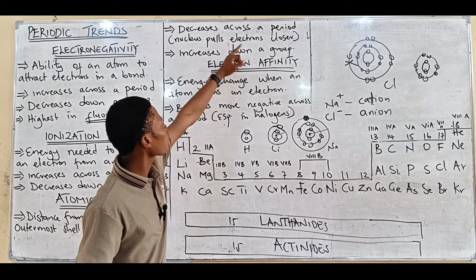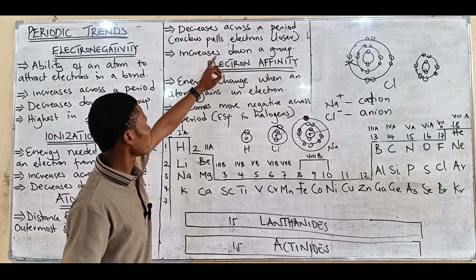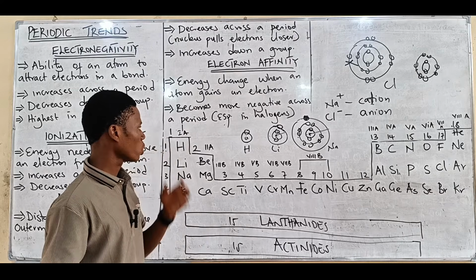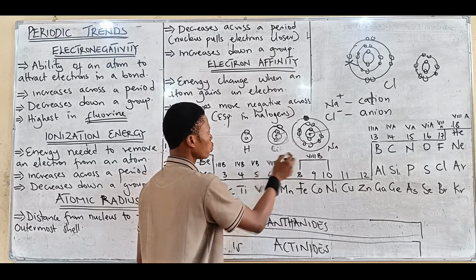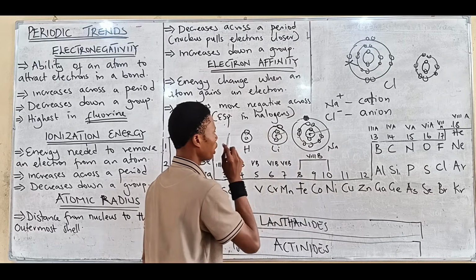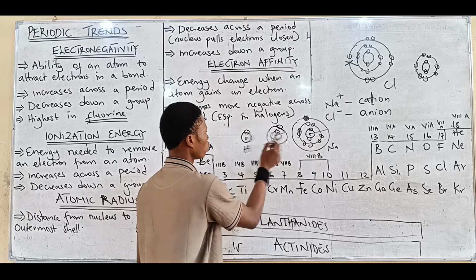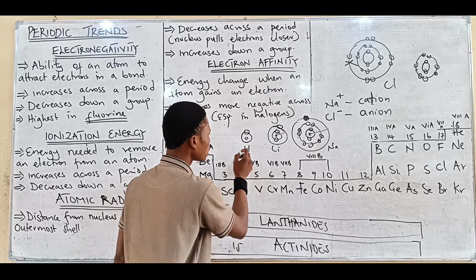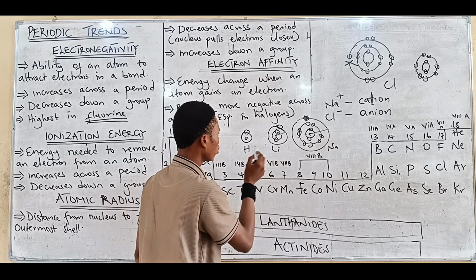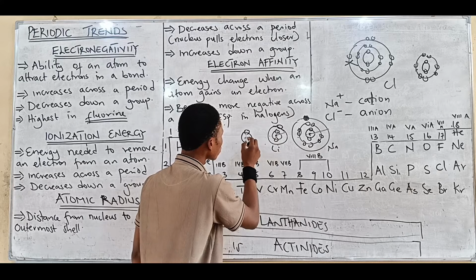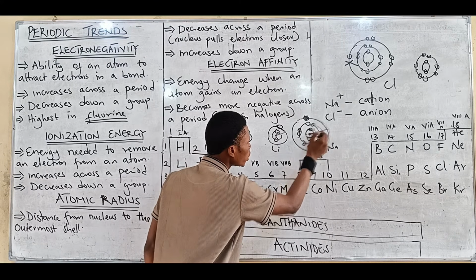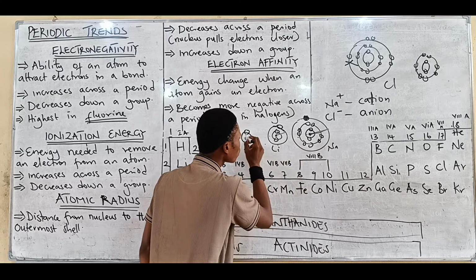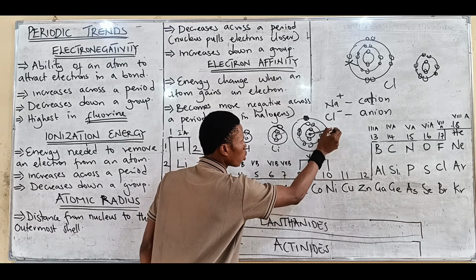Well, it decreases across a period and increases down a group. How is it increasing down a group? These are group 1 elements: hydrogen, lithium, sodium. They are all group 1 elements, but this is in period 1, period 2, period 3. If you look at these elements in the same group, the number of shells are increasing. So since the number of shells are increasing, you discover that the radius, from here to here, is higher than from here to here. It's longer.